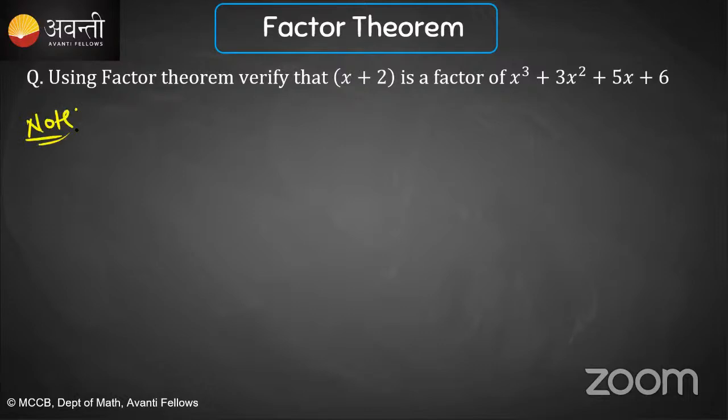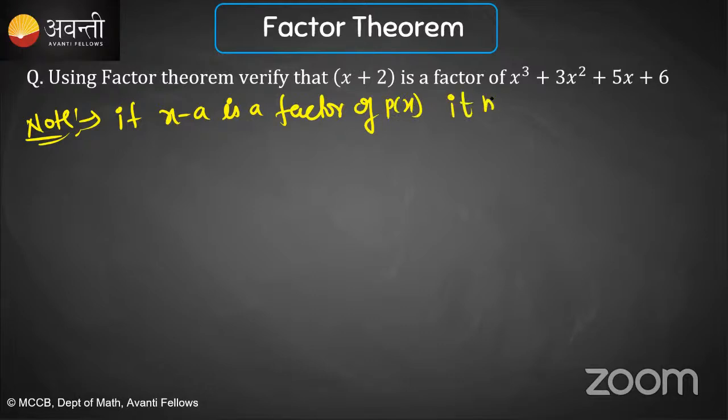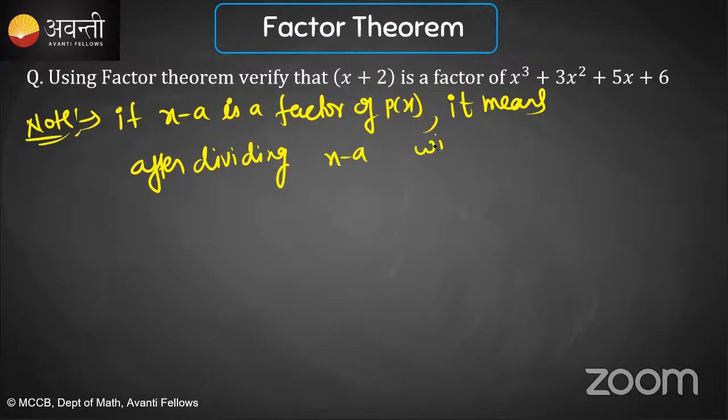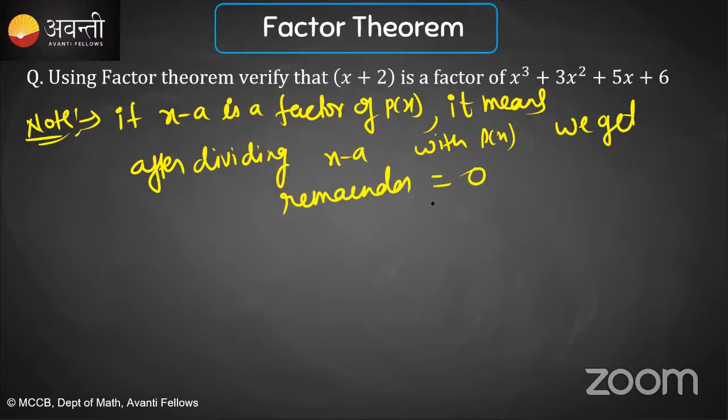First note that, and then we will use this question. If x minus a is a factor of p of x, it means after dividing p of x by x minus a, we get remainder 0. Yes or no? Is it clear?